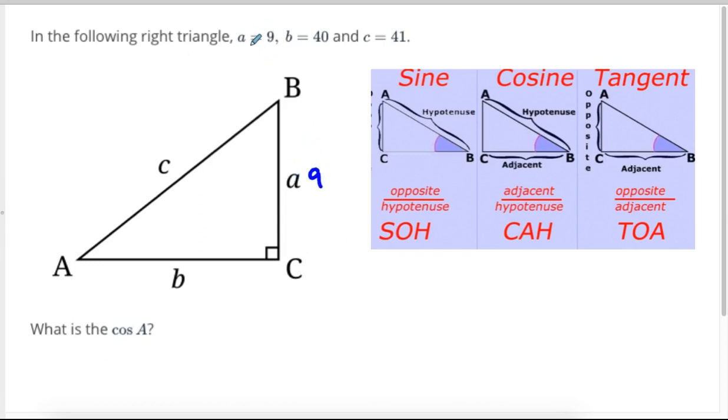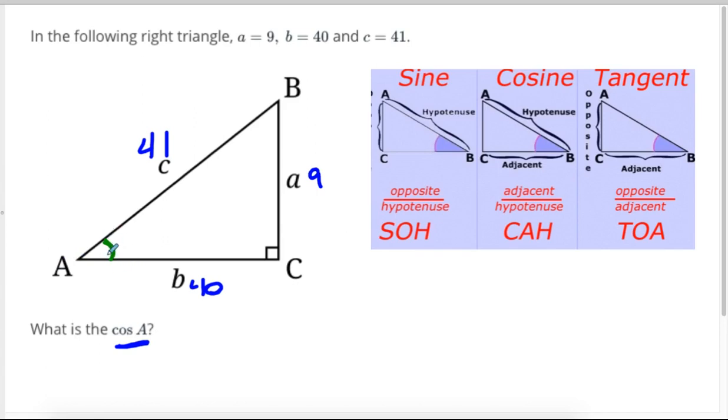We know that lowercase a, so side A, is 9, lowercase b, so side B, is 40, and side C is 41. Now we are asked for cosine. So let's go ahead and label the sides with respect to angle A, right? It says we want the cosine of angle A. So I'm labeling with respect to angle A.